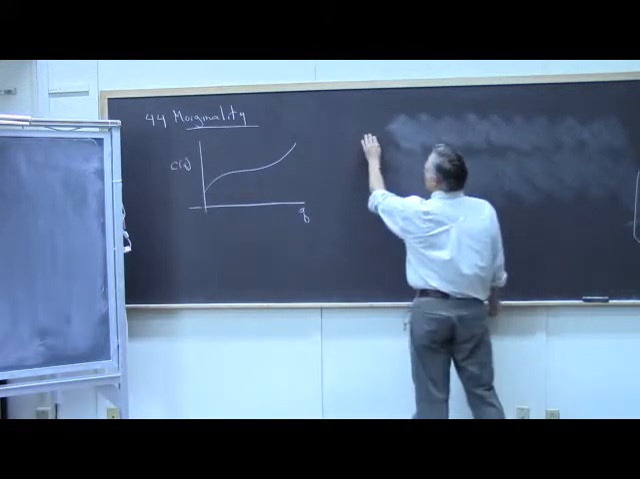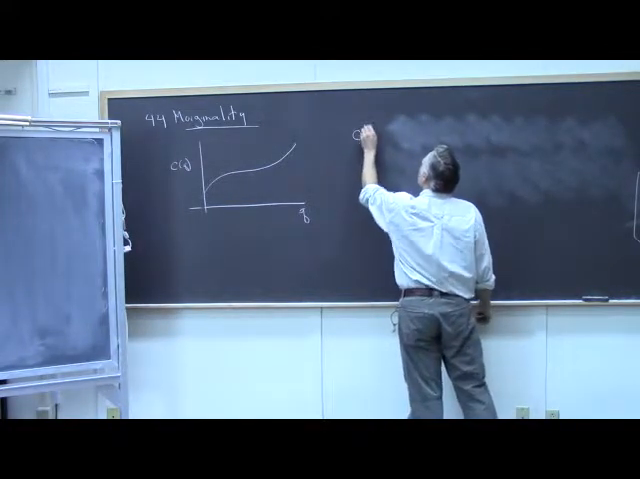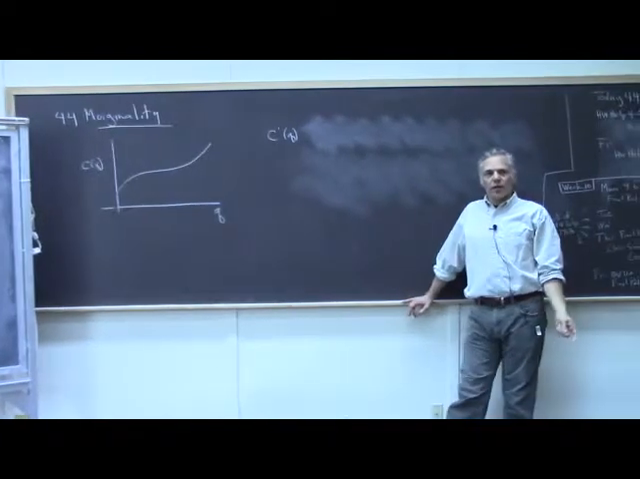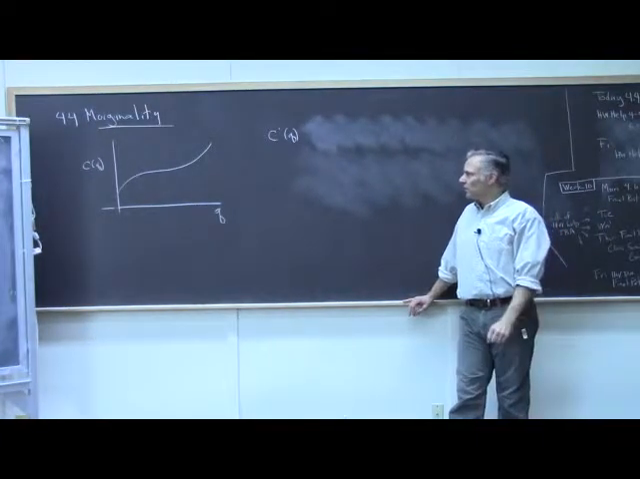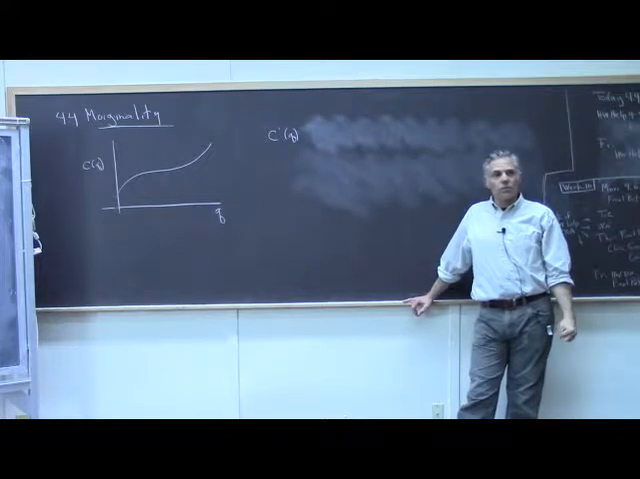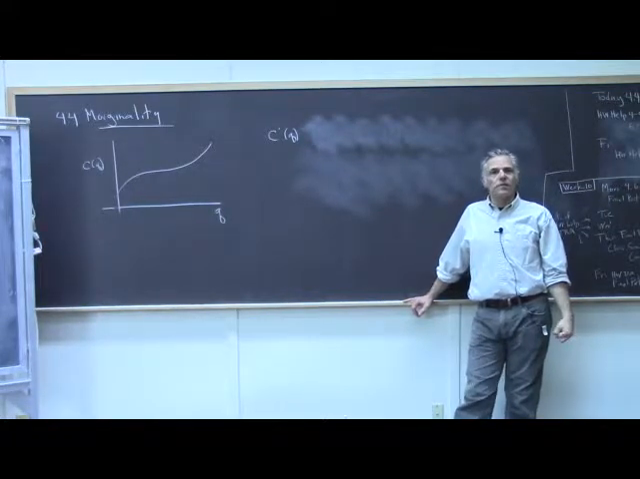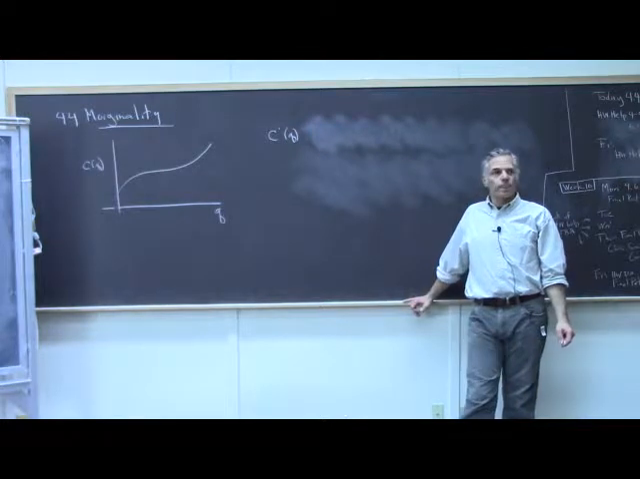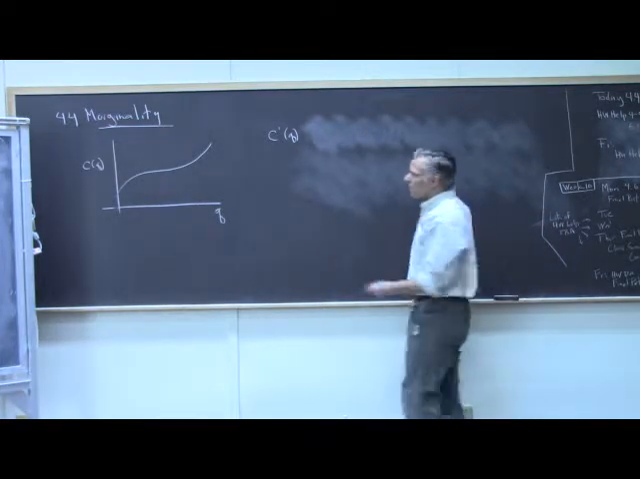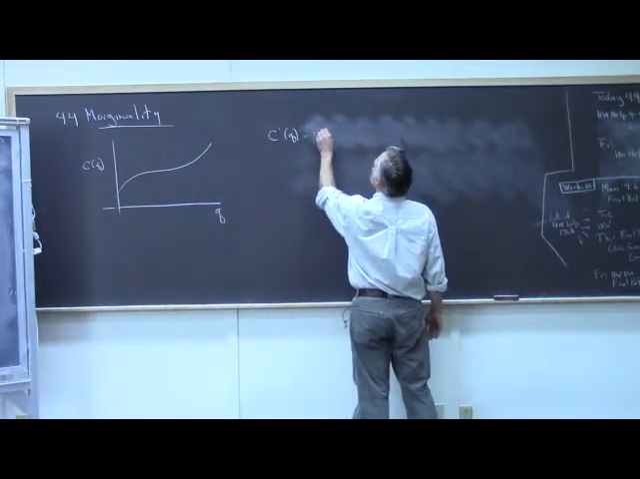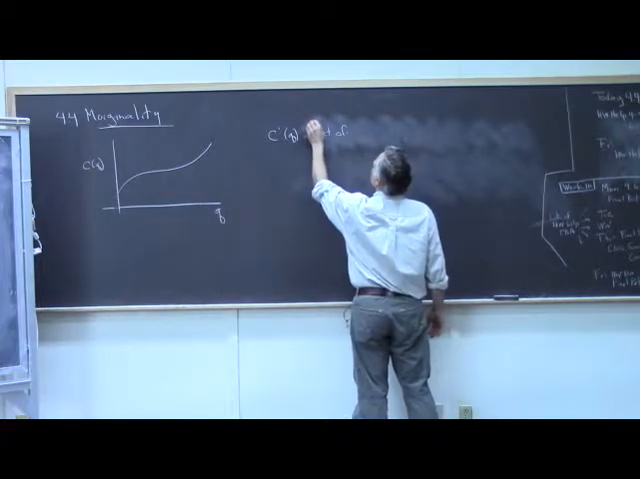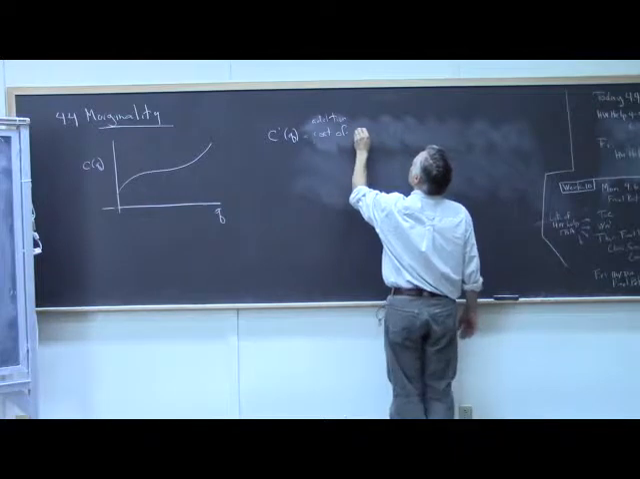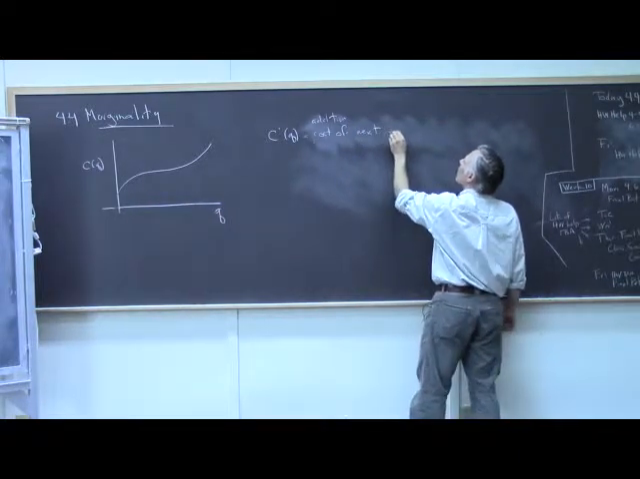So let me think about C prime of Q. What does that tell us in economic terms? Cost of producing the next unit. Yep, yeah, cost of the next unit. So cost, or I should say maybe additional cost, of the next unit.